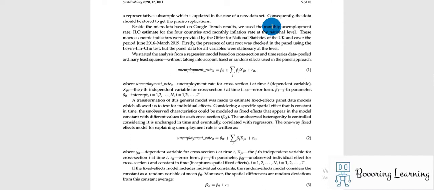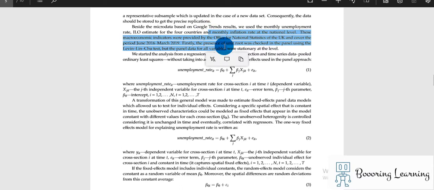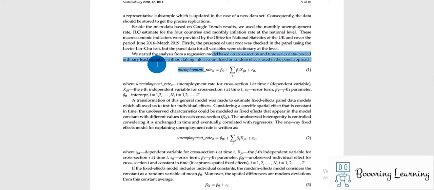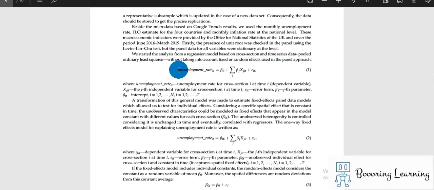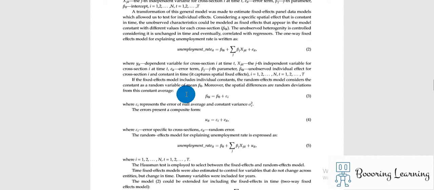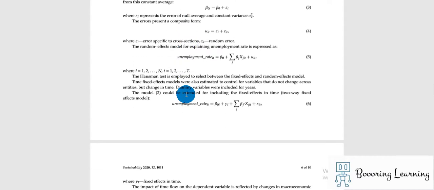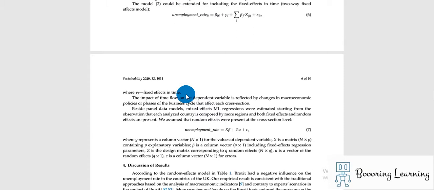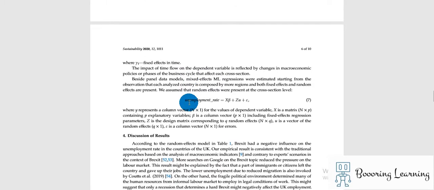We used the monthly unemployment rate, ILO estimate, for the 4 countries, and the monthly inflation rate at the national level. These macroeconomic indicators were provided, and here a regression model is mentioned to create a model, I guess, for the unemployment rate. I'm not very familiar with those formulas, and you can check the article.